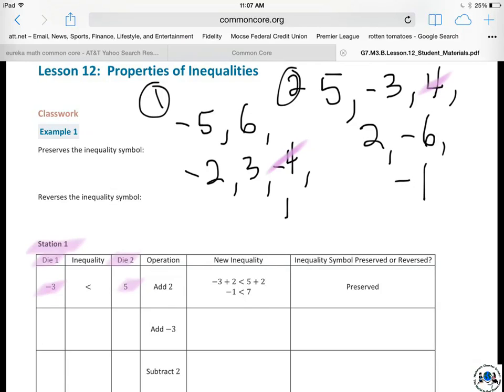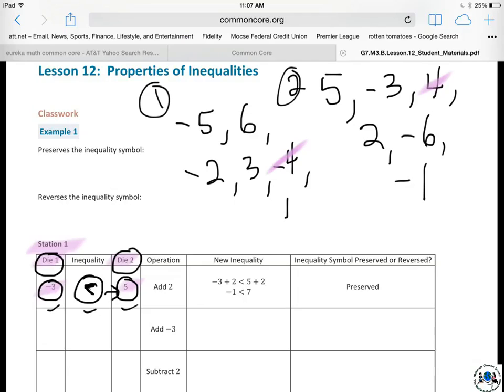But in the class, you would be moving around in stations, 4 different groups. So what you're going to do is roll that, then for the inequality you're going to create, you're going to use the symbol that goes along with that inequality. As you can see, die 1 here, we rolled a -3, or this is the sample, and then die 2 was a 5, therefore we're going to put this symbol here because we know the alligator eats the bigger number. So it's going to eat the 5. In this case we would see that -3 is less than 5.